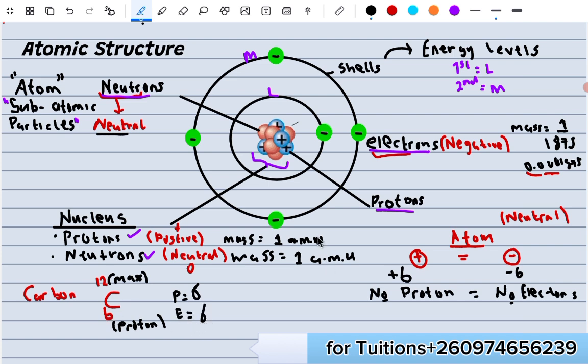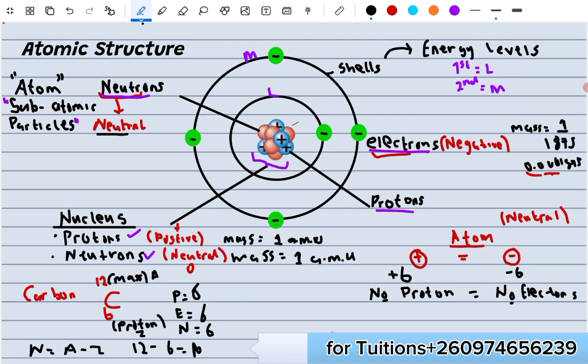Then how do you find these other guys, the ones which are neutral? You always subtract. The mass number is given by the letter A and the atomic number is given by the letter Z. So to find the number of neutrons, you simply say A minus Z. A is the mass number, 12, minus the proton number, 6. So the number of neutrons is also 6. Okay, that is how you can get some of these things.